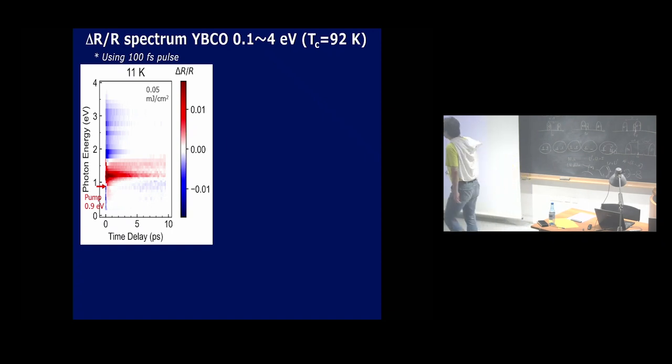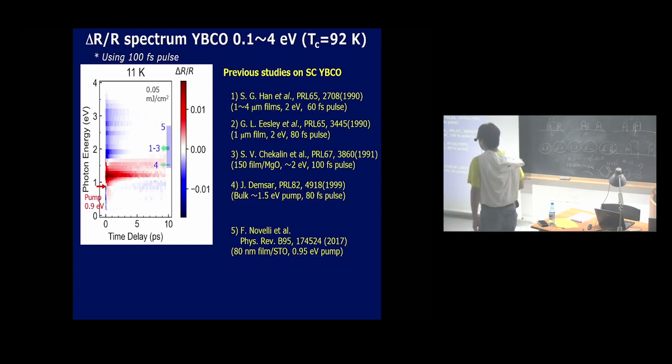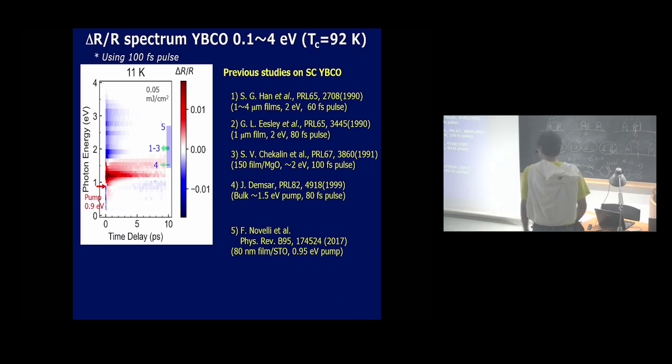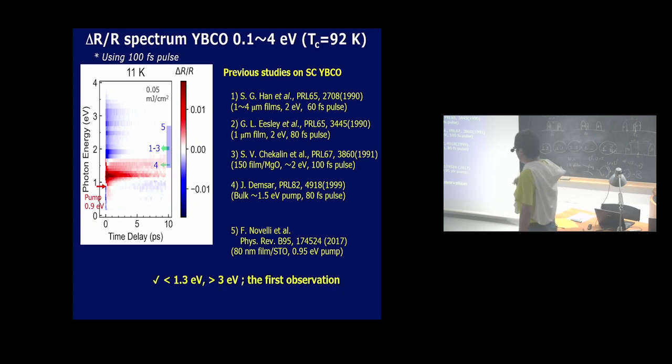This figure shows the transient reflectivity between 0.1 eV to 4 eV as a function of time delay up to 10 picoseconds. The pumping energy is around here, and the red and the blue areas respectively show the transient reflectivity increase and decrease. In earlier studies, these areas have already been reported, but the other area has not been detected. So this is the first report for this spectral area.